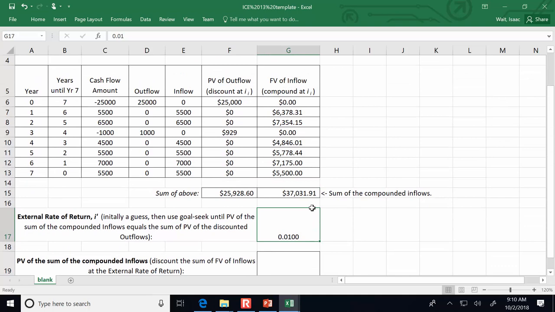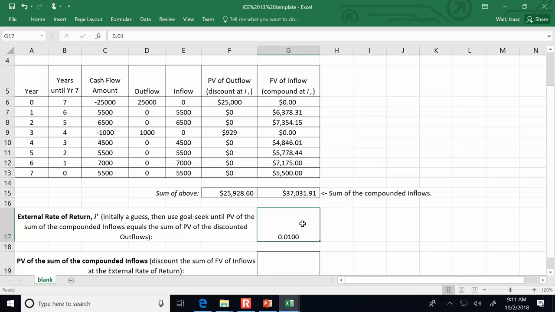So what we're going to do is take this amount to the present using our guess value of the interest rate. And this will tell us what that is. And then we're going to keep playing with this until that amount equals this amount, so that the discounted future values of the inflows are equal to the discounted values of the outflows.